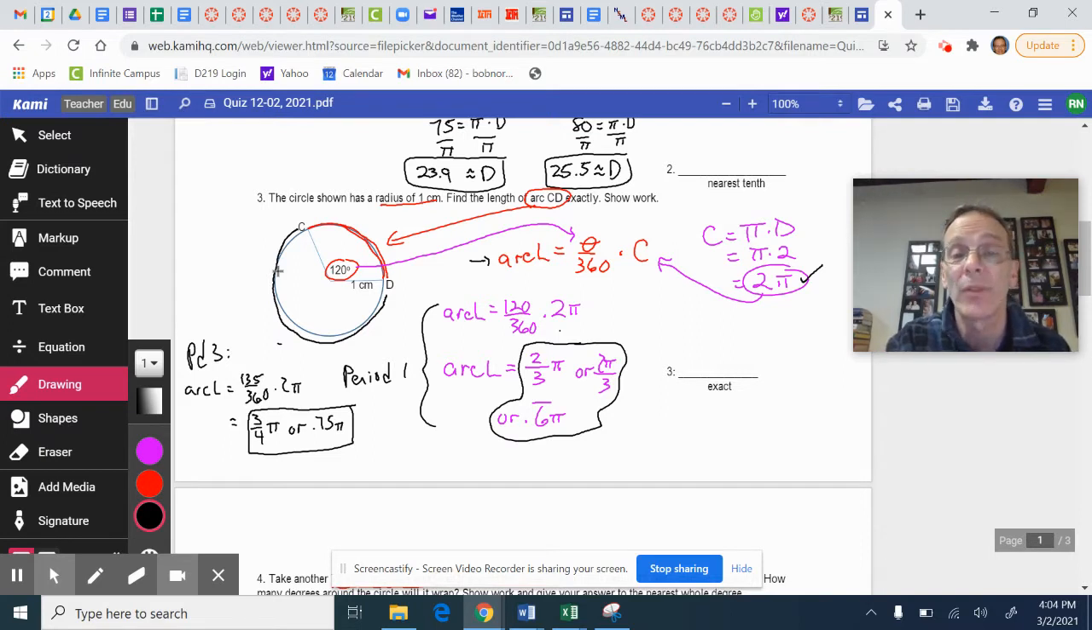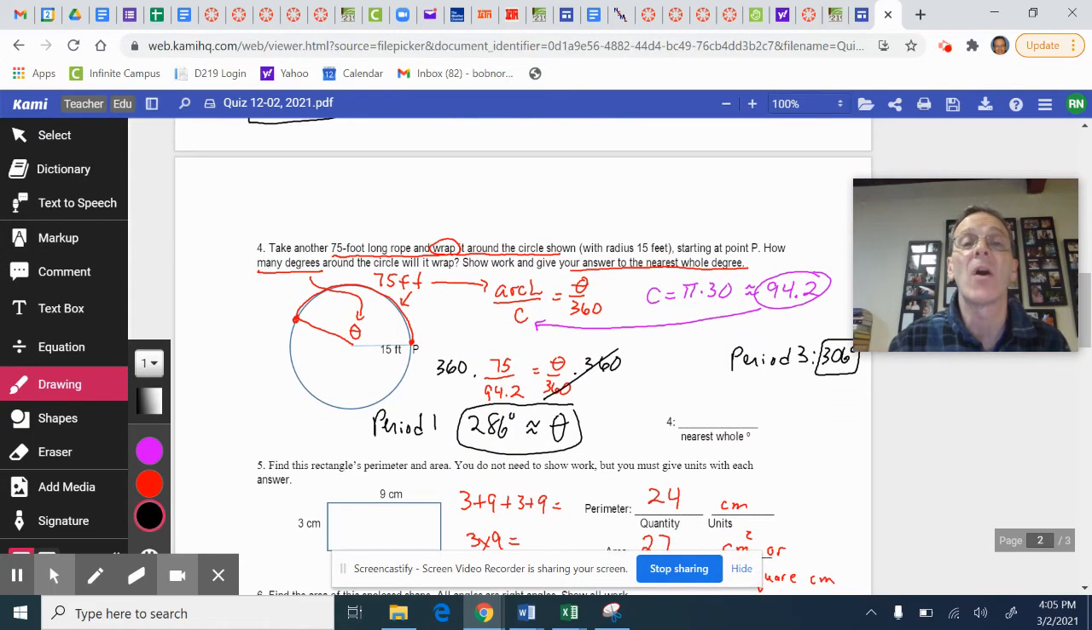120/360 reduces to 1/3 times 2 is 2/3. So here are 3 all valid ways of writing the exact answer, but there were a couple of people who just wrote something like 0.6 pi without the repeating sign, and then that's not exact. Okay, third period didn't really have that issue so much because it turned out to be 3/4, which you can write simply as 0.75 pi, which is totally acceptable.